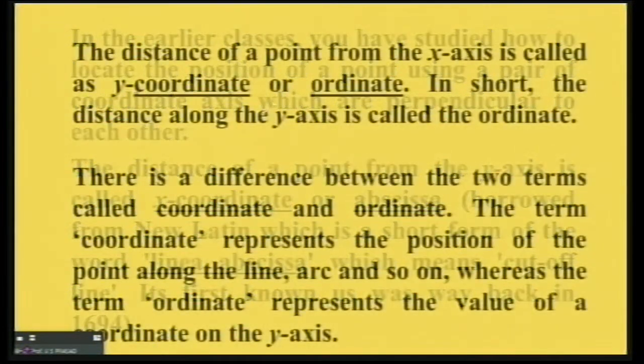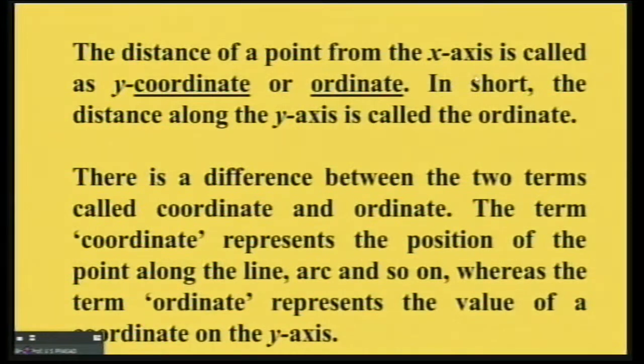And also the distance of a point from the x-axis, we call it the y-coordinate, also called ordinate. In short, the distance along the y-axis is called ordinate and the distance along the x-axis is called abscissa. In fact, here we are using two words, coordinate and ordinate. That's why it is better to understand the difference between these two terms. That is coordinate and ordinate.